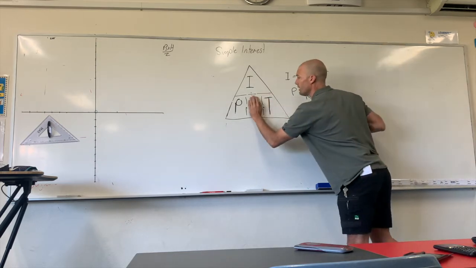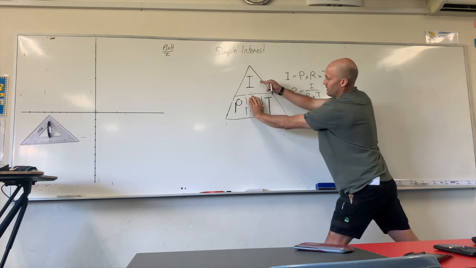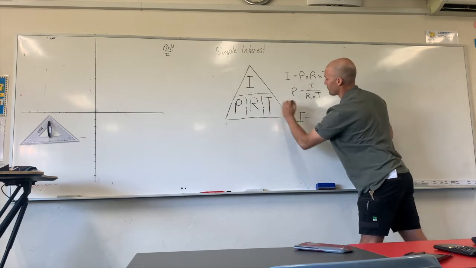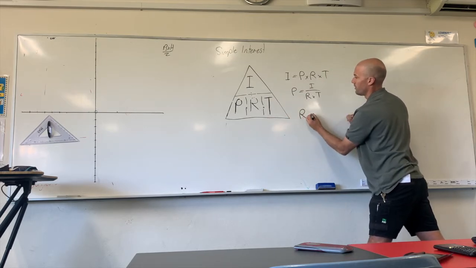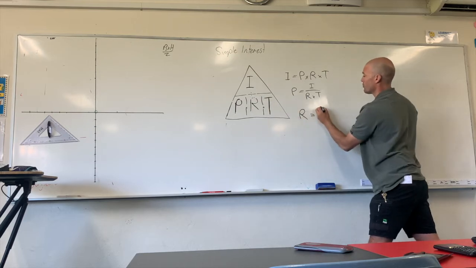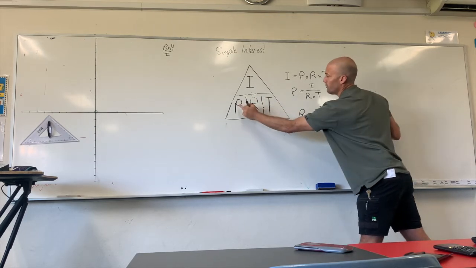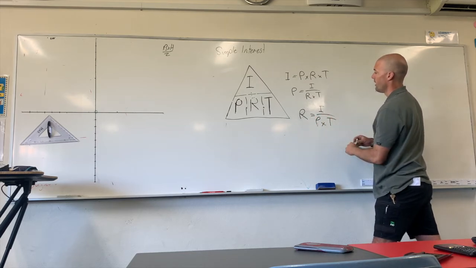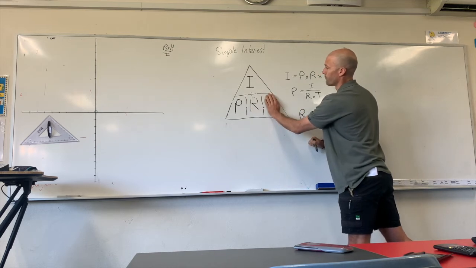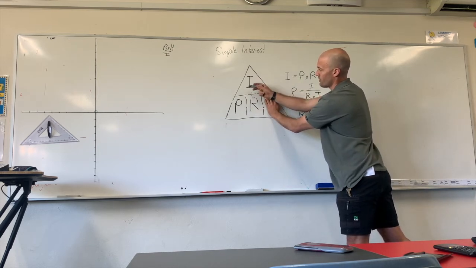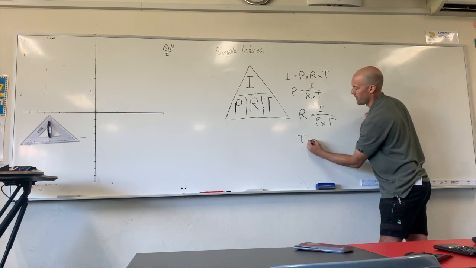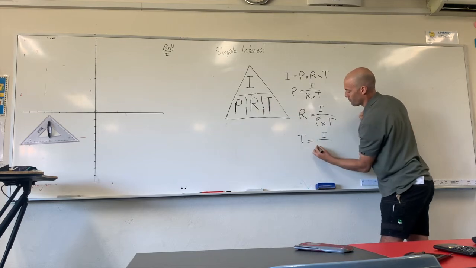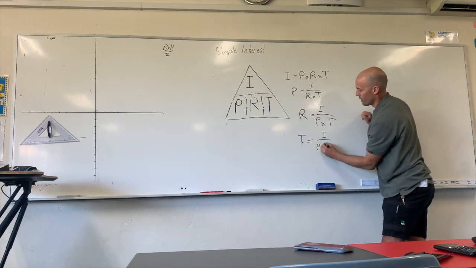What if I want to know the rate? I cover up the R, and it says interest divided by principal times time. And then lastly, I want to know time. It's right there in front of us, interest. So time equals interest divided by principal times rate.